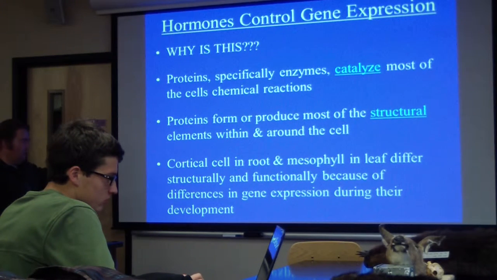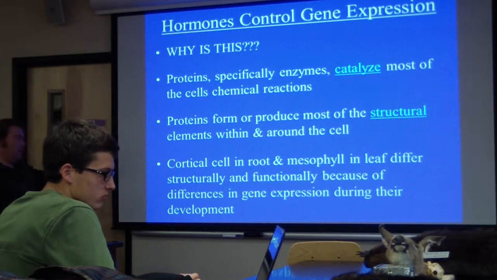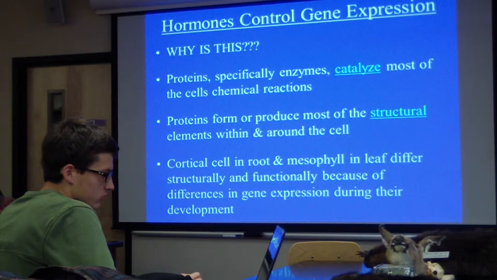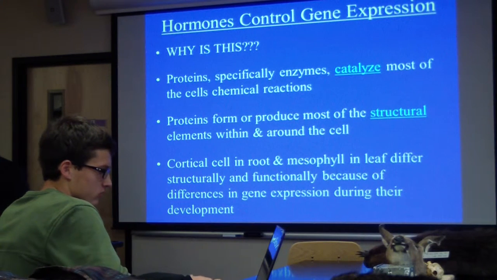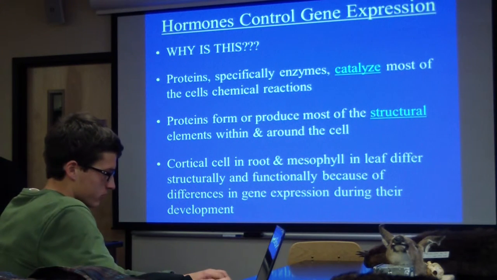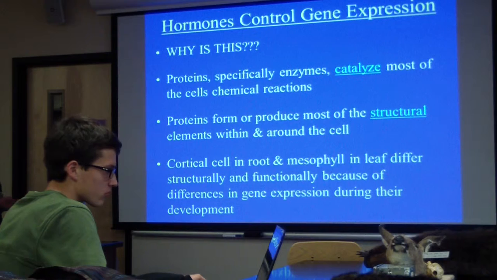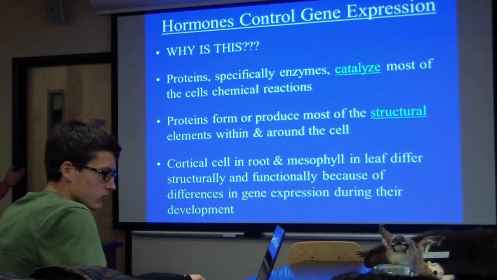So for example, a cortex cell in a root and a mesophyll cell in a leaf are different both structurally and functionally because they're expressing different genes. Different genes are turned on and other ones are turned off in these two different kinds of cells. Okay, so that's a basic explanation of gene expression, or differential gene expression.